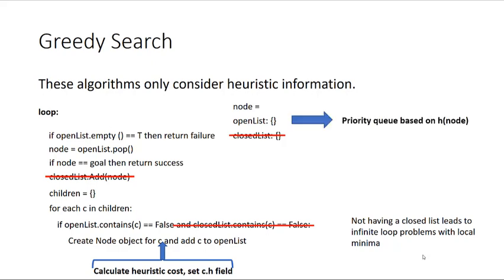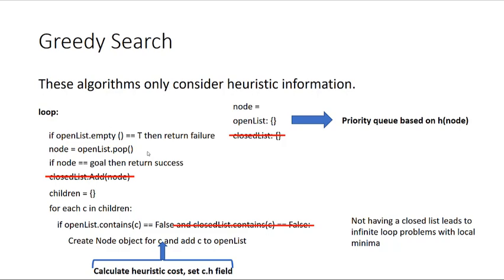And lastly, the open list is going to be a priority queue based on the heuristic of the node. That means that every time we come over here to node equals open list.pop, it's not necessarily going to pop off whatever we added to the open list first or last. Instead, our open list is going to be a priority queue.